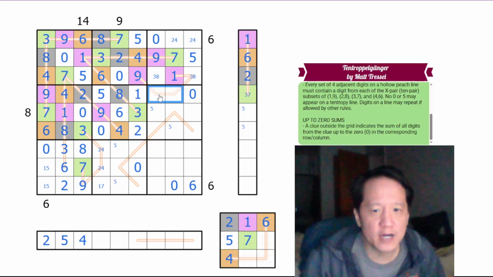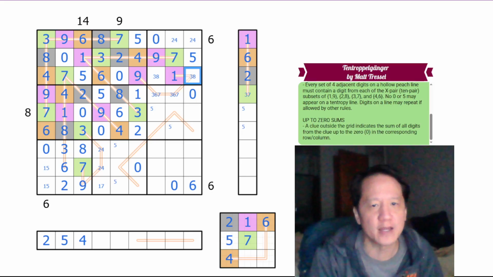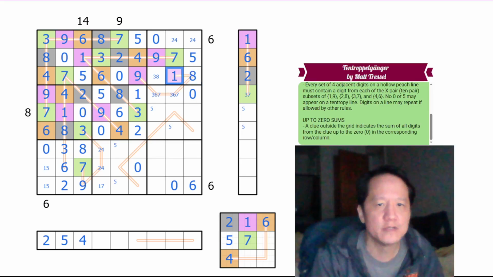We are missing either 3 or 7 here. That means we're guaranteed a 6 here, and then 1 out of 3 or 7. Which means this can't be 3, because one of these is from 3 or 7. So that can't be from 3 or 7. So this is 8 here. This is 8. This is 3.